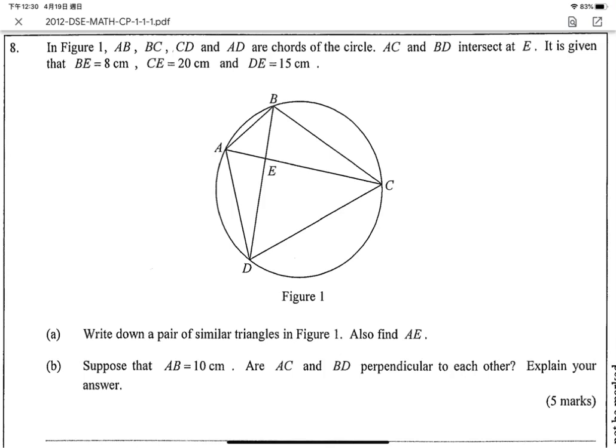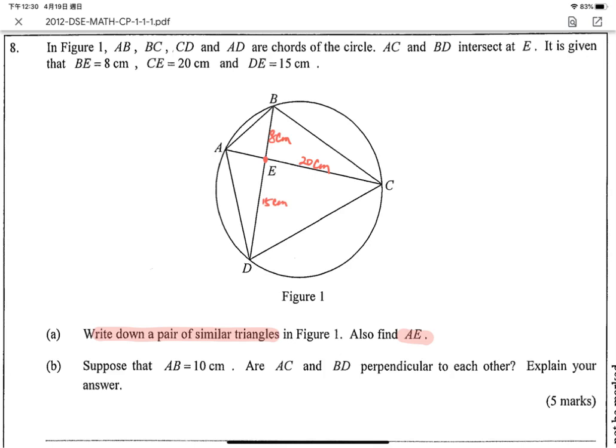In this example, AB, BC, CD, and AD are chords. AC and BD intersect at E. It's given that BE equals 8 centimeters, CE equals 20 centimeters, and DE equals 15 centimeters. For part A, you're asked to write down the pairs of similar triangles and also find the length of AE.